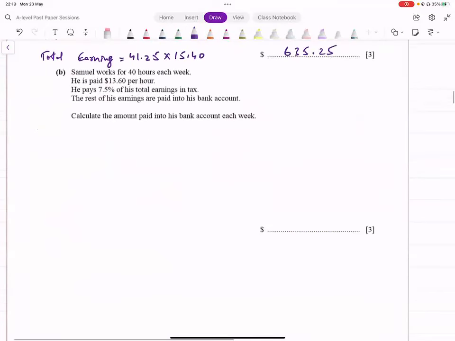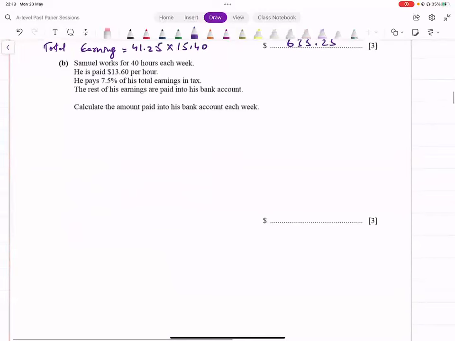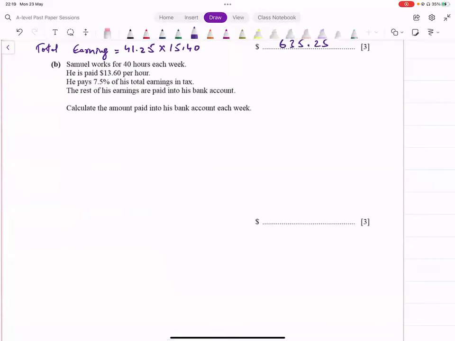Let's look at part B. It says Samuel works for 40 hours each week. He is paid $13.6 per hour. So he is working 40 hours per week, $13.6 per hour उसको मिल रहा है. He pays 7.5% of his total earnings in tax. Okay, 7.5% tax में चला गया.